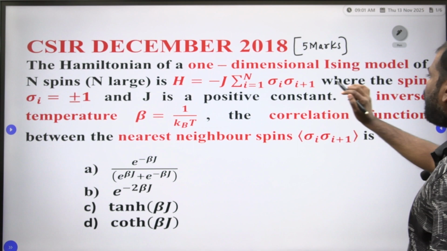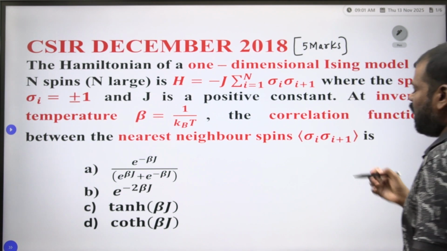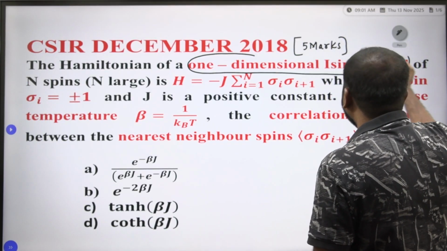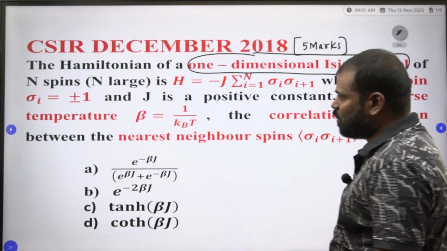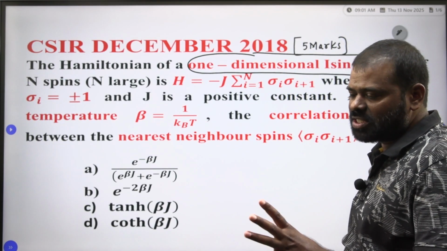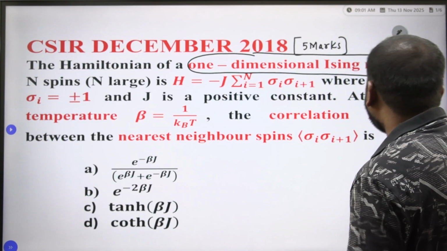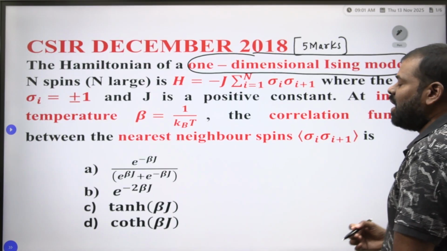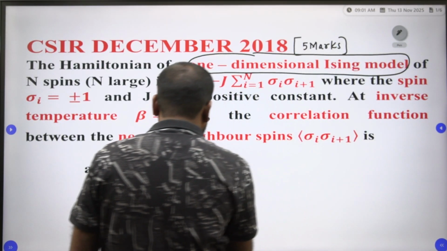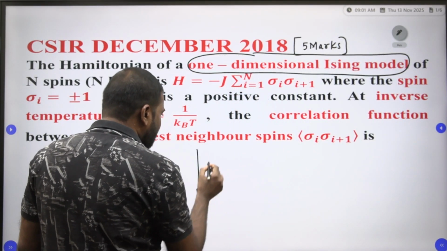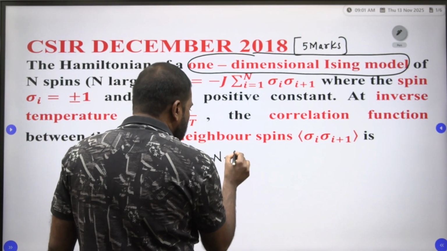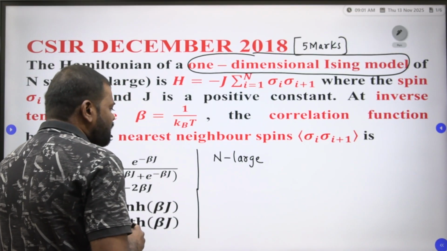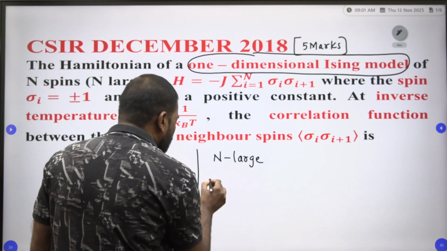The Hamiltonian of a one-dimensional Ising model. Ising, in 1925, gave one model, and we call it the one-dimensional Ising model, of n spins, where n is large. First you have to consider that n is large. Whatever data they are giving, you have to write it down.